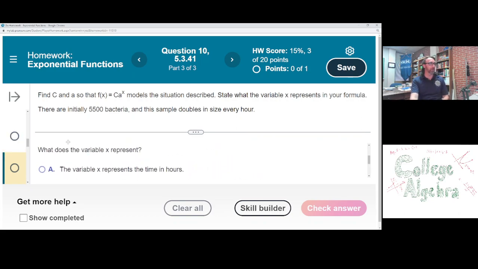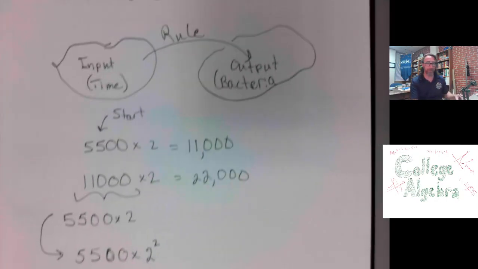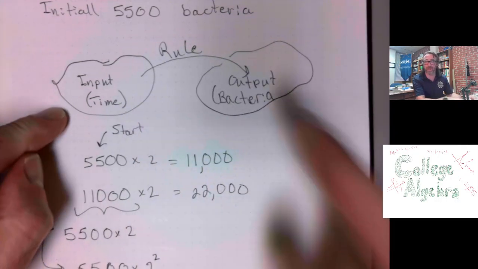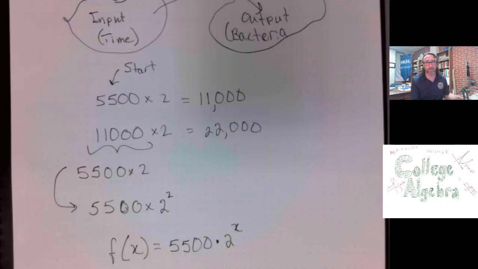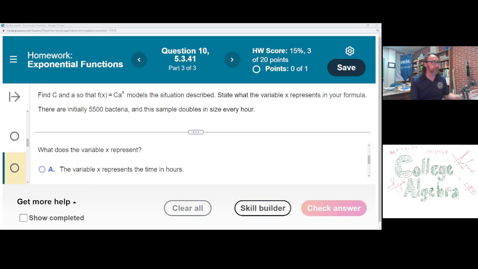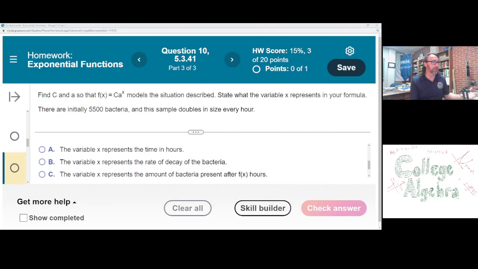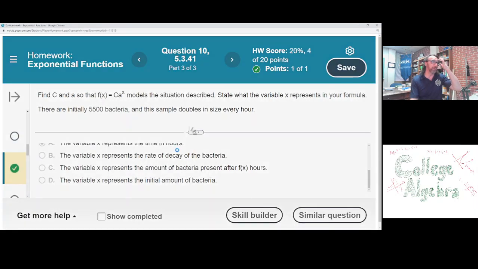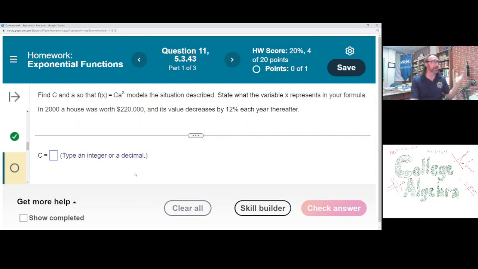What does the variable x represent? Well, the input to the function, if we look back here, the function is supposed to take a value of time, and tell us how many bacteria. So the input, remember the input is x, it's a multiple choice question, time in hours. And then the output, what does the output represent? They didn't ask us, we just went to the next one. But if they did ask us, the output represents the count of bacteria.